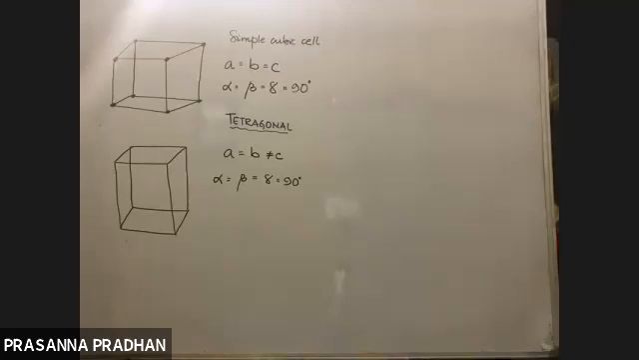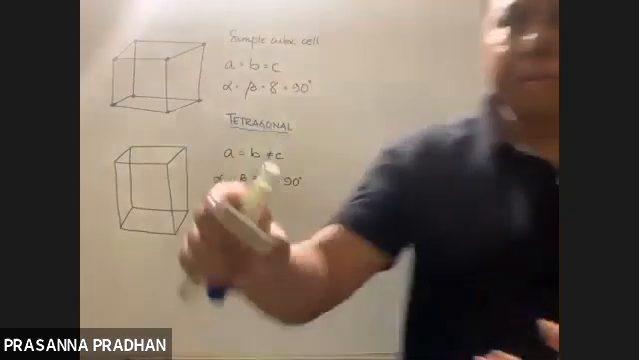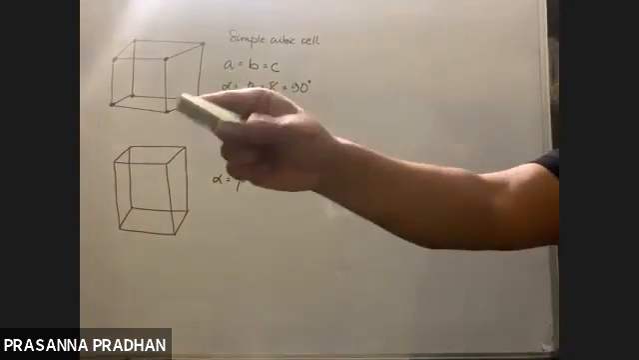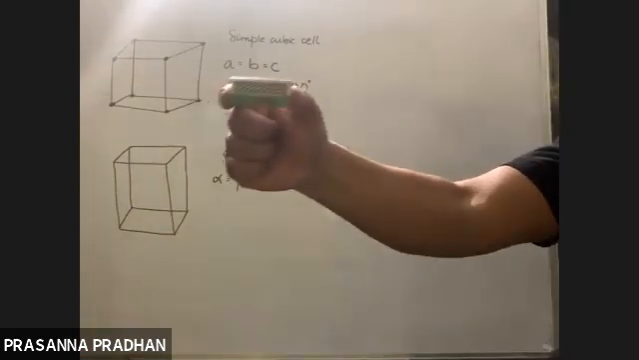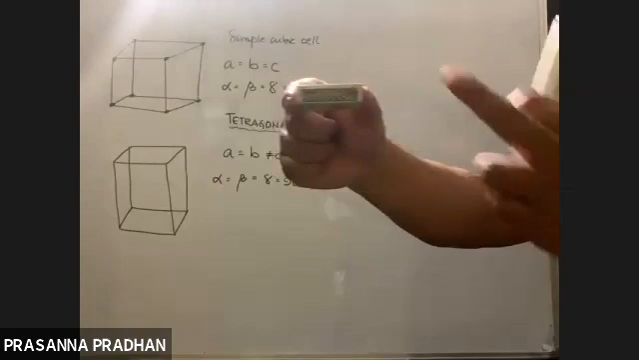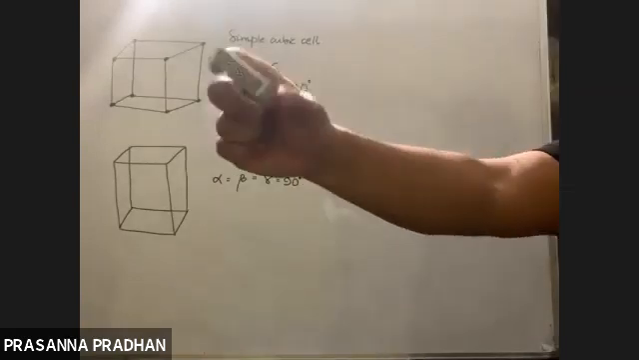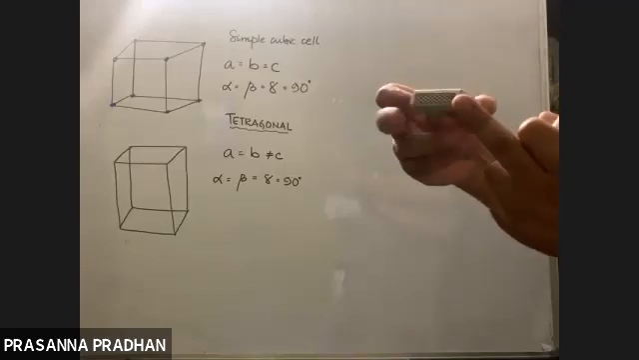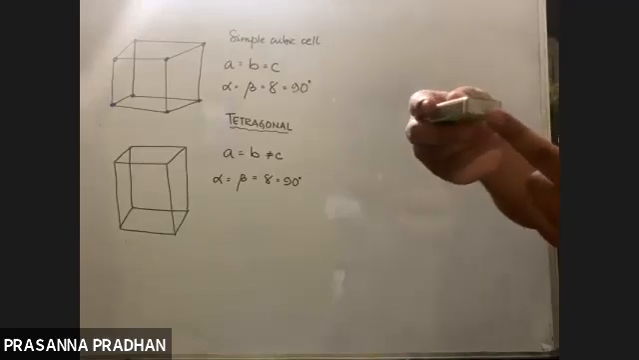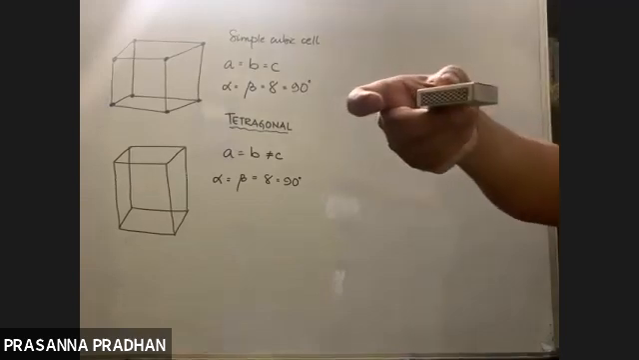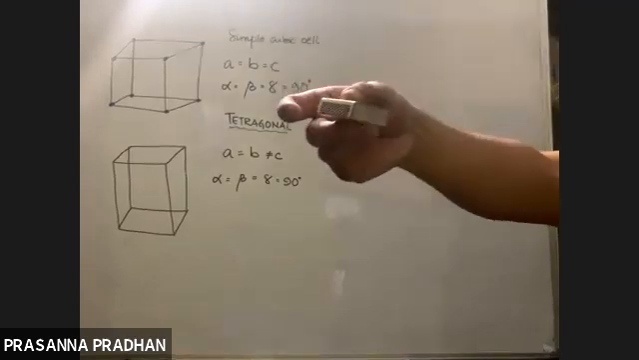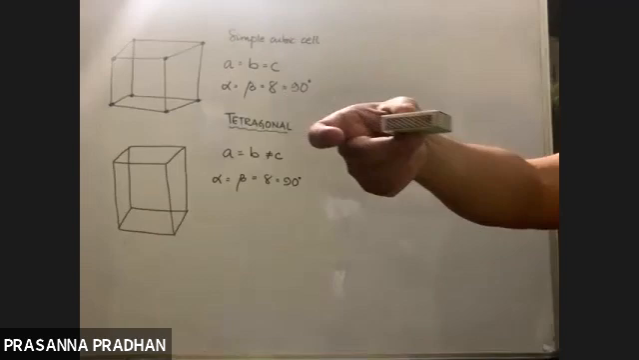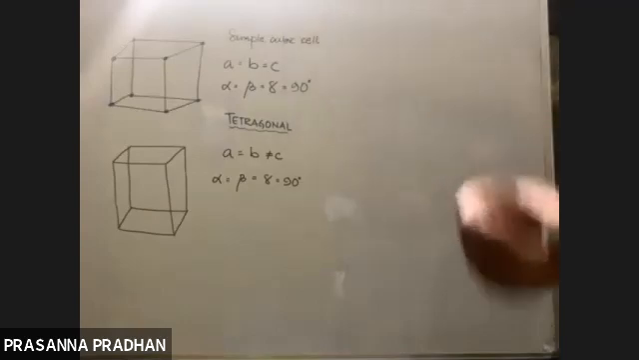Imagine a matchbox. Now you tell me what is the relationship between the three edge lengths in a matchbox? This is one edge length, this is another edge length, and this is another edge length. What is the relation between them?